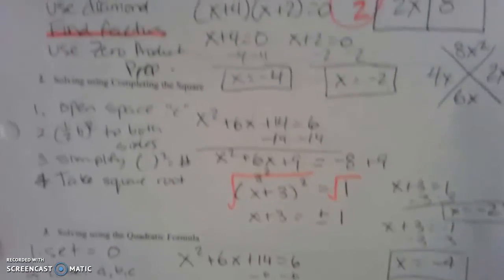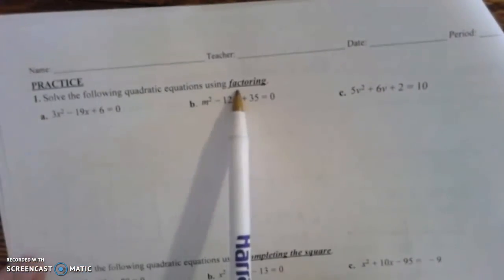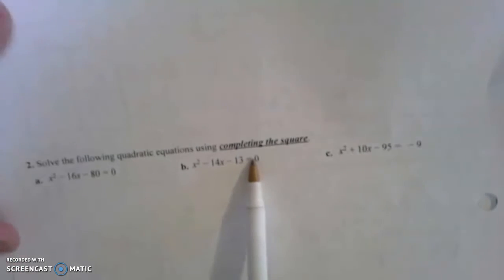So here's the processes written for you on the left as a reminder. And then your homework is page 10. And notice, please solve these three, practice your factoring. The middle one solve by completing the square, and the last one use the quadratic formula.